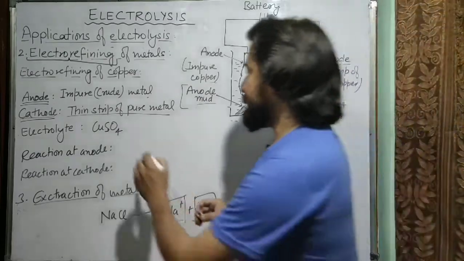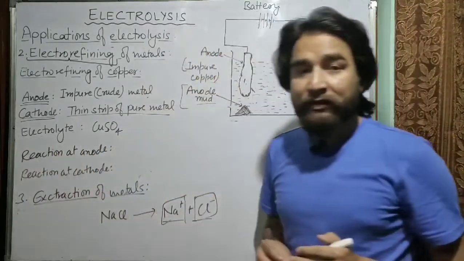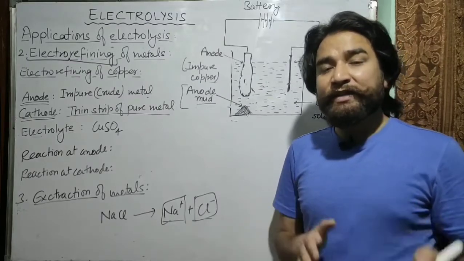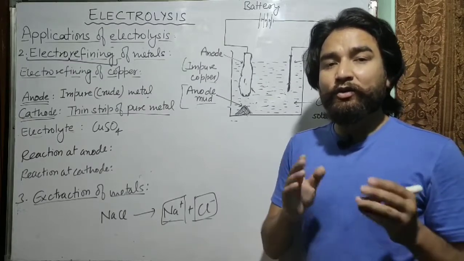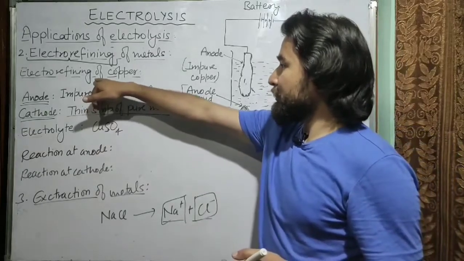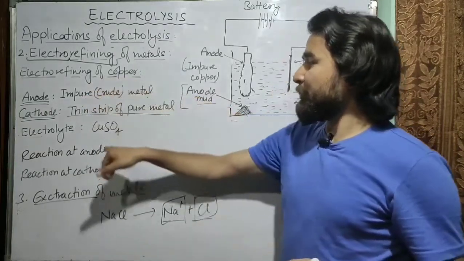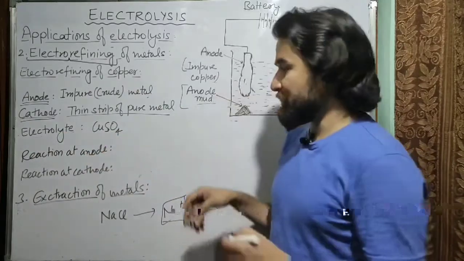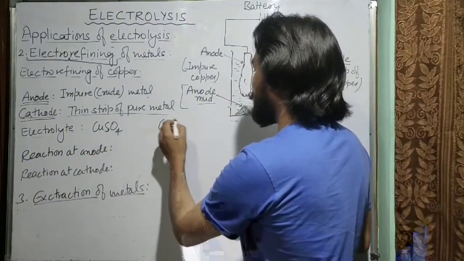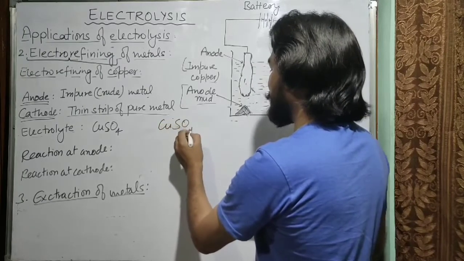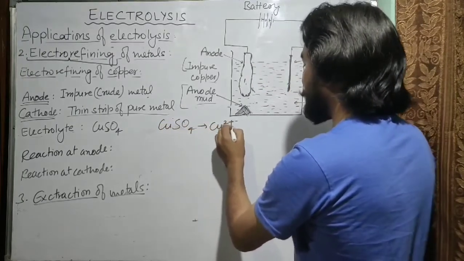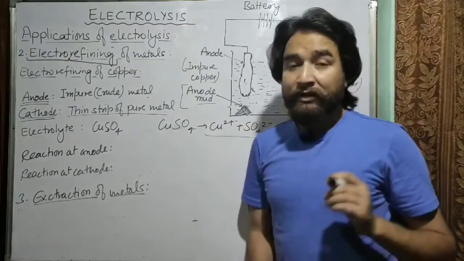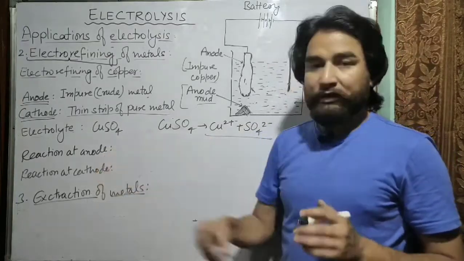Then the next thing, the electrolyte. Again, the electrolyte must contain the ions of the same metal, so it should be a salt of the same metal. Because we are doing the electrorefining of copper, we should have a salt of copper. So we are using copper sulfate here. You know that copper sulfate will form Cu2+ ions and SO4 2- ions, that is copper ion and sulfate ion.